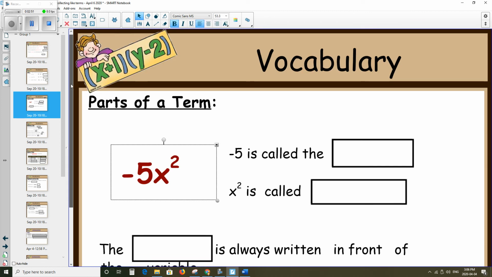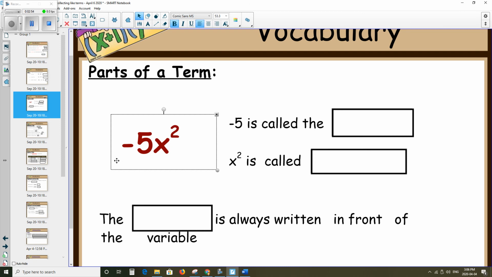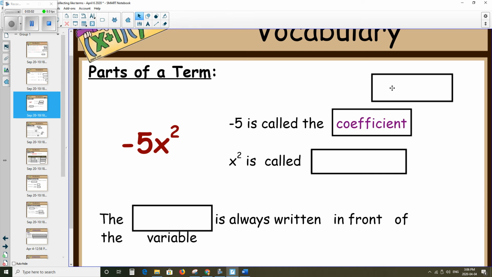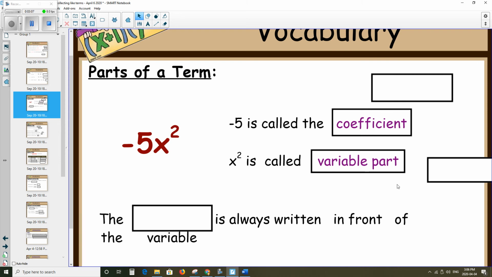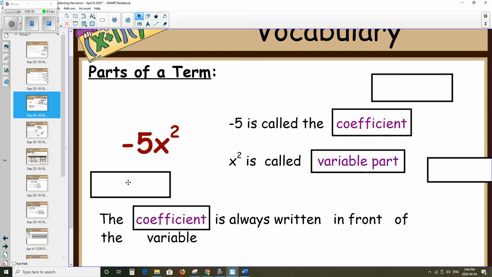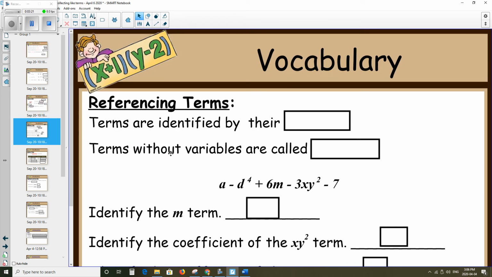Next slide. All right, parts of a term. So if we have the term negative 5x squared, each of these parts has a different name. The negative 5 is called the coefficient, and the x squared is called the variable part. The coefficient is always written in front of the variable. Okay, so we always have the number part first and then the letter part. Terms are identified by their variables. Okay, so we're interested in the letter part to distinguish between them.